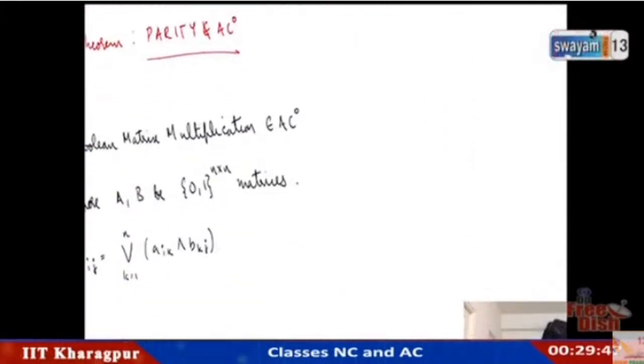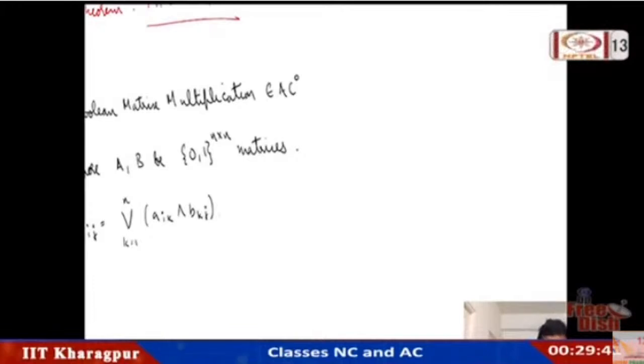Right. The next thing is Boolean matrix multiplication, and this is in AC0. So let us see what Boolean matrix multiplication is and why this is the case. Right. So suppose A and B are 0, 1 matrices.